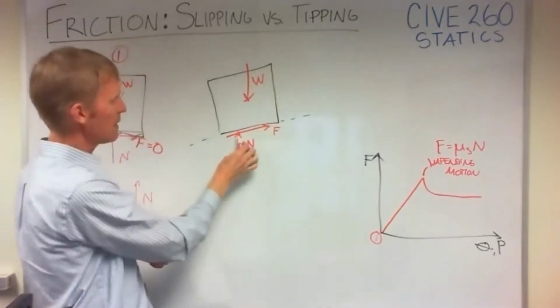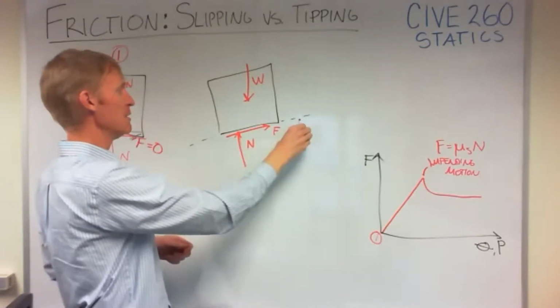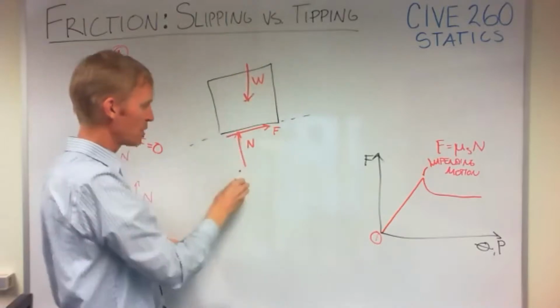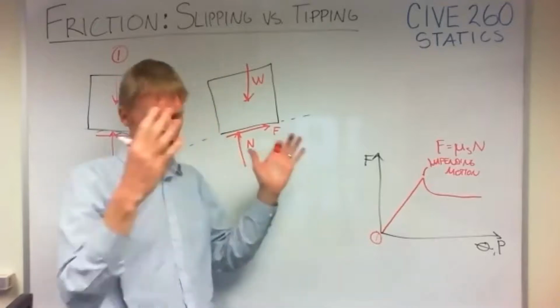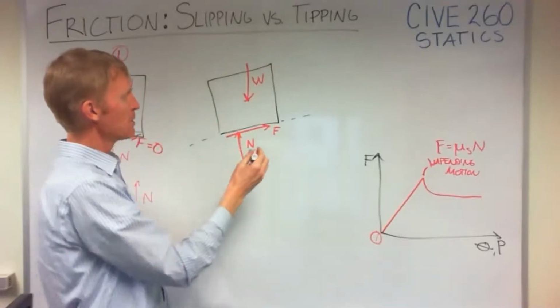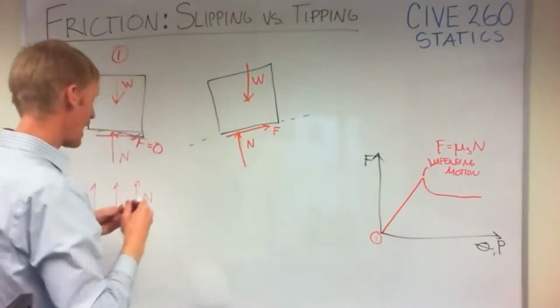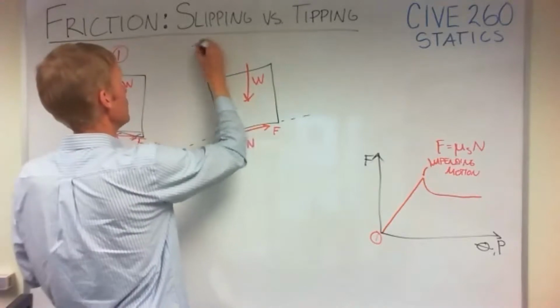Noting in this problem that our normal force, which is perpendicular to the surface, and the weight force, which is vertical, are not parallel. That's another misconception. Students often come out of physics thinking, hey, all normal forces are equal to weight forces. Not always true, depending on the situation. So this friction force, if this is at impending motion, I'll call this number 2.